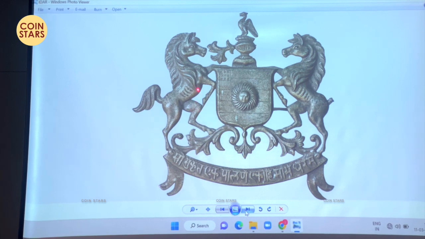Next. This is Idar or Himmatnagar in Gujarat. There is a beautiful face, sun face here in the shield, a bird on top and two horses. Unfortunately, this came like this only. When it came to me, it was broken with a broken tail.